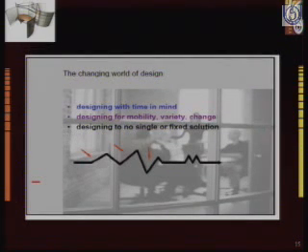The changing world of design: designing with time in mind, designing for mobility, variety, change, designing to no single or fixed solutions.